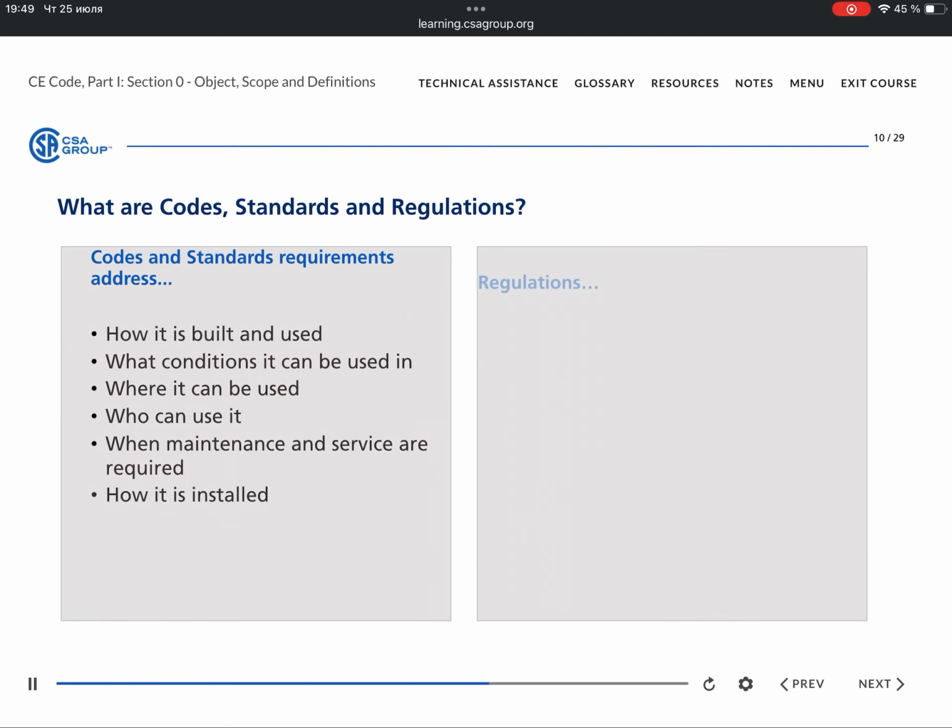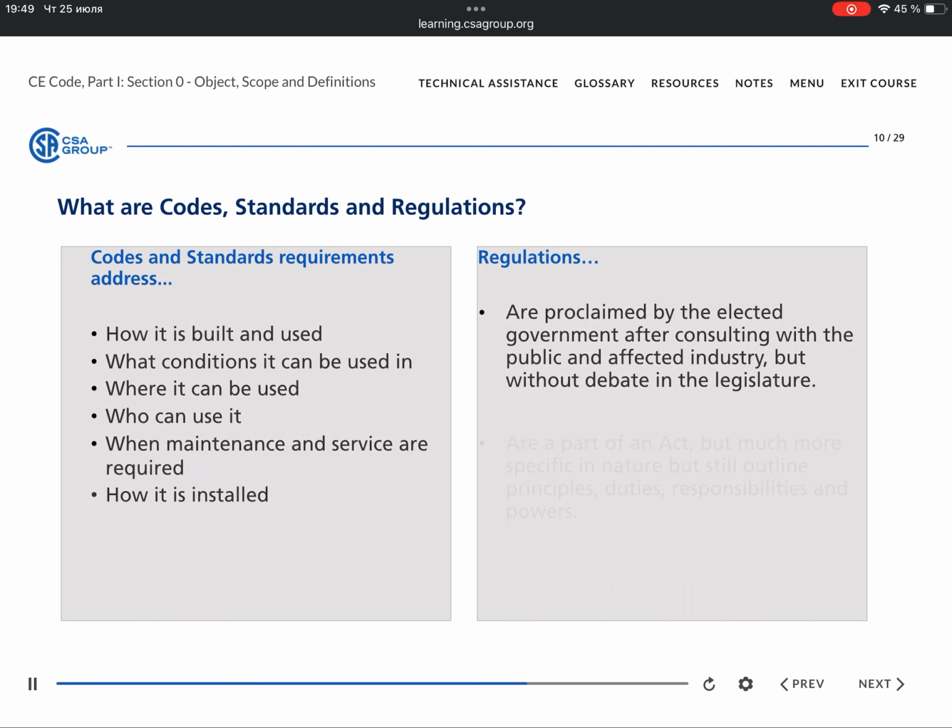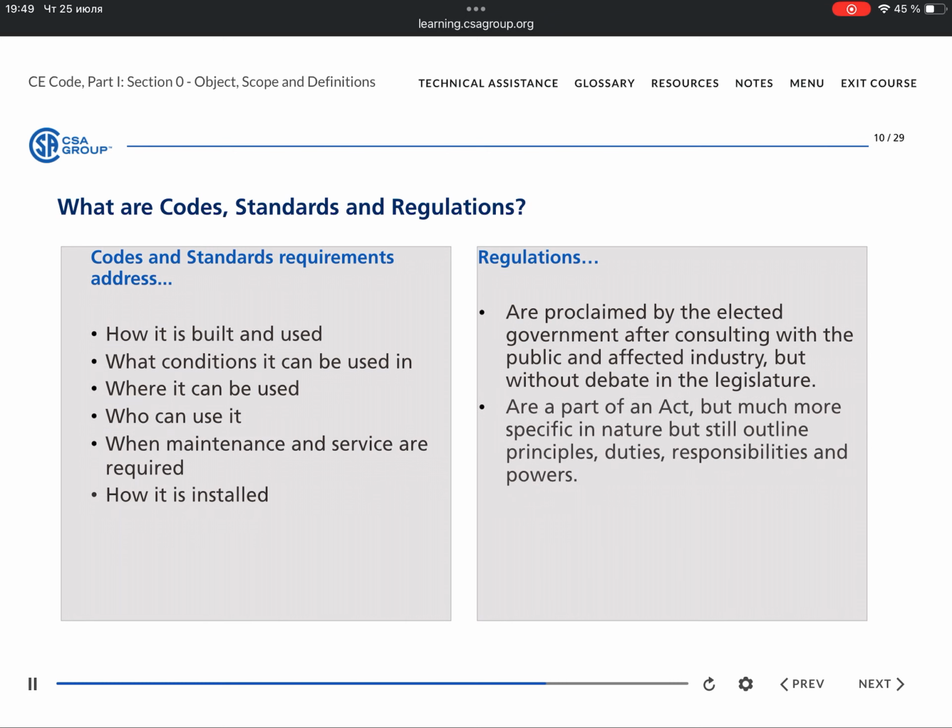Codes and standards become mandatory for electrical installations by regulation. Regulations are proclaimed by the elected government after consulting with the public and affected industry, but without debate in the legislature. They are part of an act, but much more specific in nature, but still outline principles, duties, responsibilities, and powers.